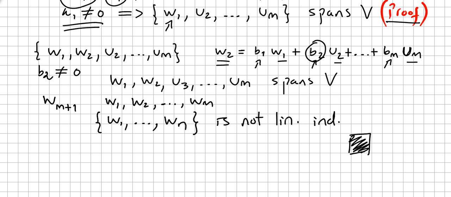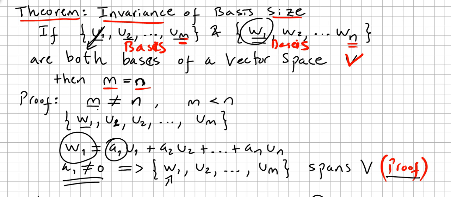We reached a contradiction. We began here wanting to get to a contradiction, so we assumed that m is not n, and we reached a contradiction. The contradiction is that we conclude that this set of vectors is not linearly independent, and they are. The u's and the w's are both bases for the space. So if you have two bases that span the same space, they will have the same size. The size will be invariant.